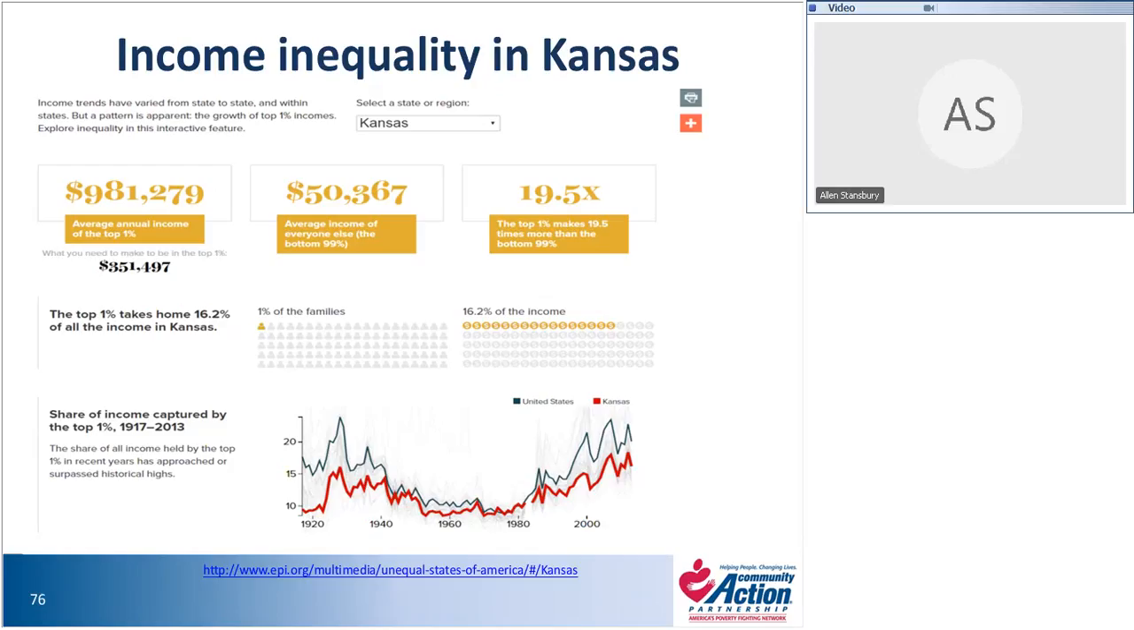This is from the Economic Policy Institute out of Washington, D.C. This is what they came up with for the state of Kansas, where the average annual income of the top 1% is nearly $1 million a year. And the average income for everyone else, the bottom 99%, is about $50,000. So there's about a 20 times difference between the bottom and the top. And this is for the state of Kansas. Not 20 points, 20 times.